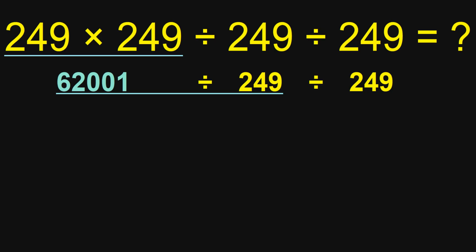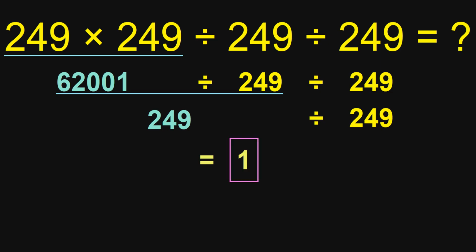62,001 divided by 249, which equals 249. 249 divided by 249, which equals 1. And this was our final answer for this problem.